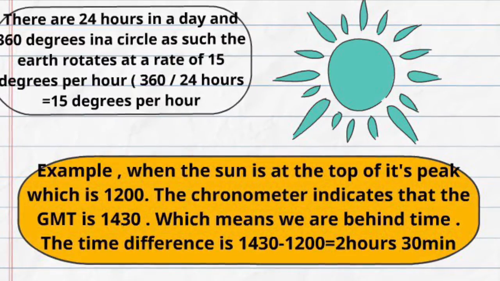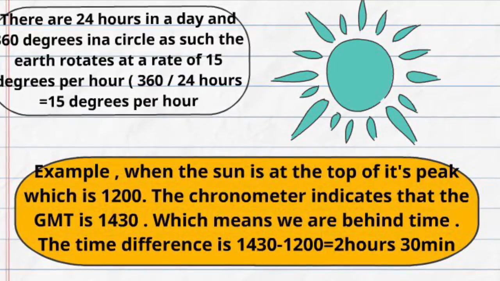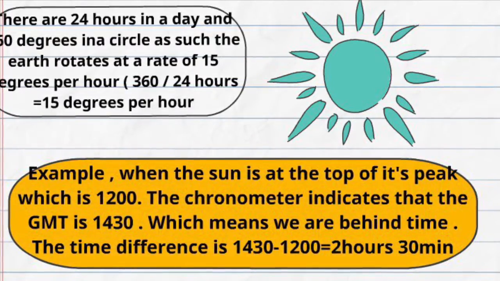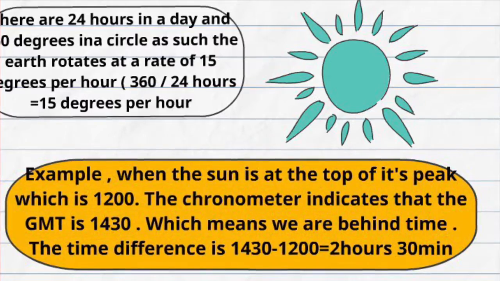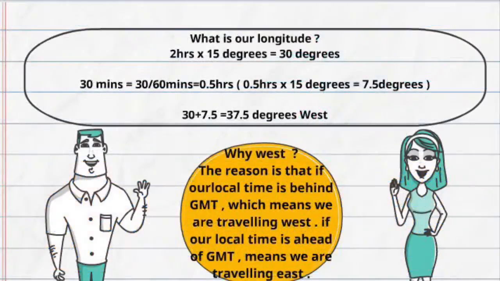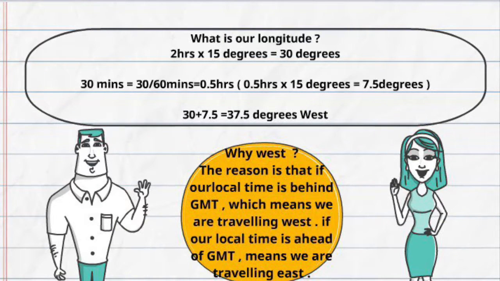Since there are 24 hours in a day and 360 degrees in a circle, the Earth rotates at a rate of 15 degrees per hour. How do you get 15 degrees per hour? By 360 degrees divided by 24 hours, you get 15 degrees per hour.